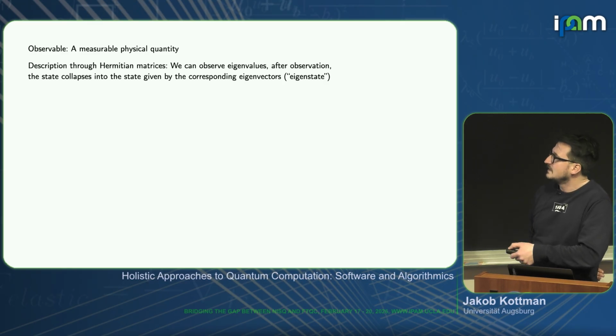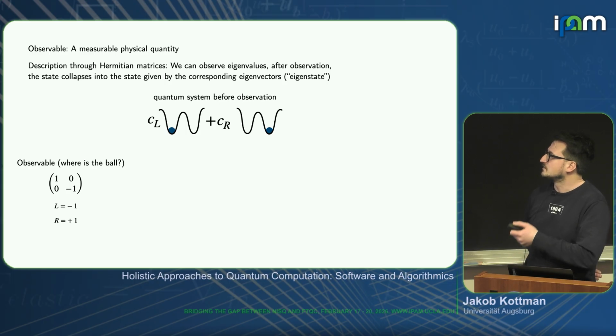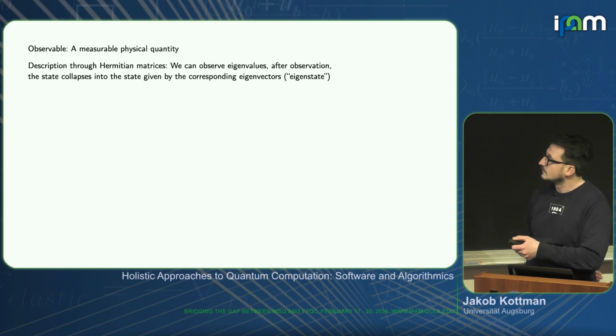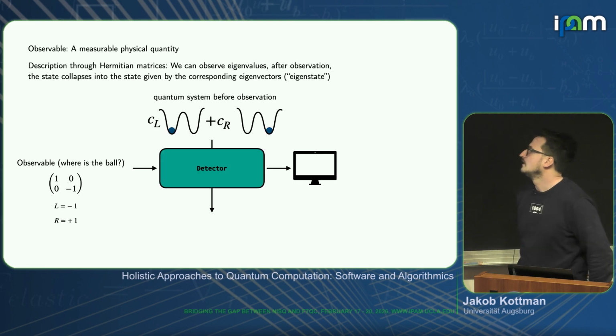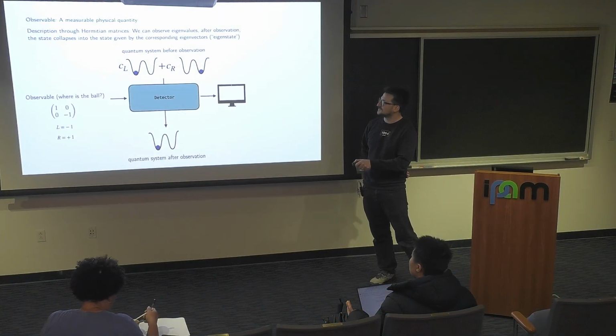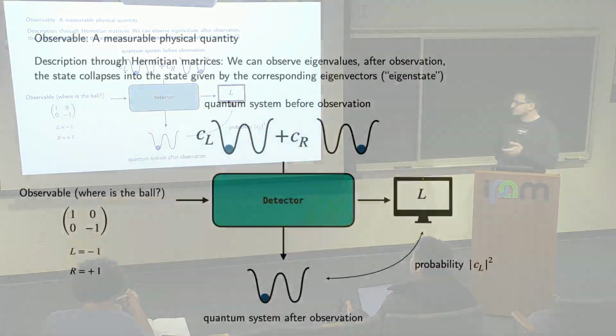Over time, it made more sense. But on first glance, what it doesn't really tell you is, it more or less tells you something like this. Here's a system before observation. Then you can define an observable, for example here, where's the ball, left or right? Then the matrix looks like this, a little bit constructed, and then there should be some way of detecting this. After you do this, you will collapse into one of those eigenstates of your observable, and we will read out the corresponding eigenvalue here, left or right, for example.